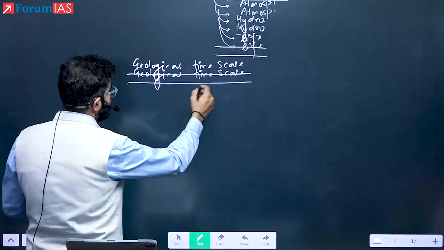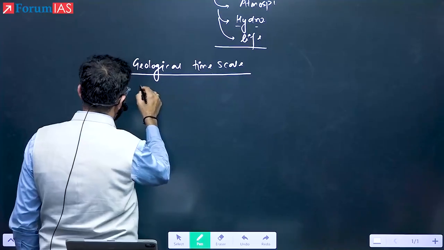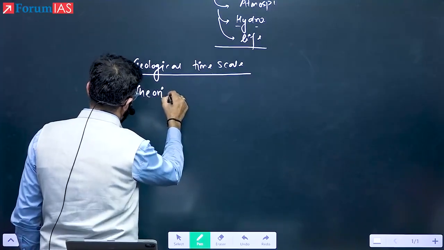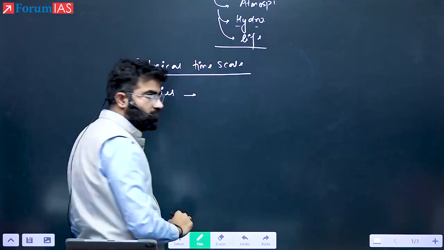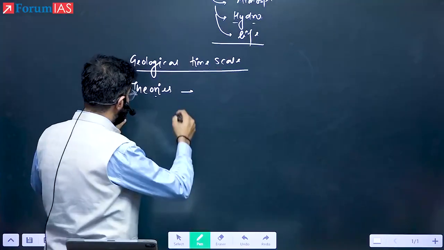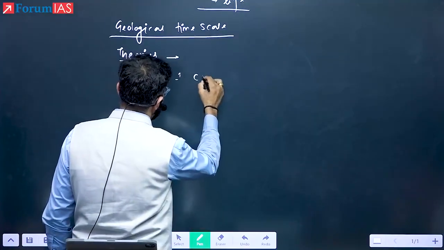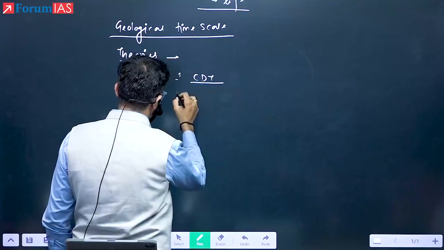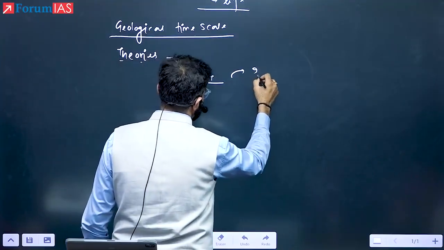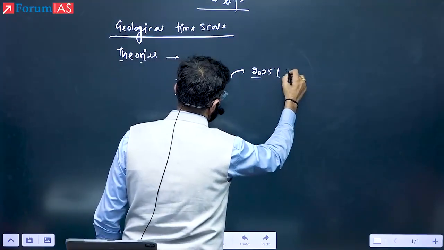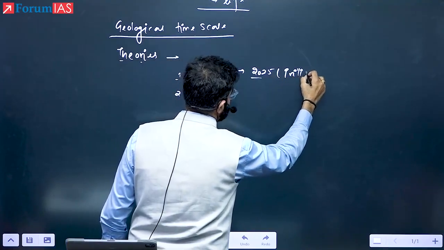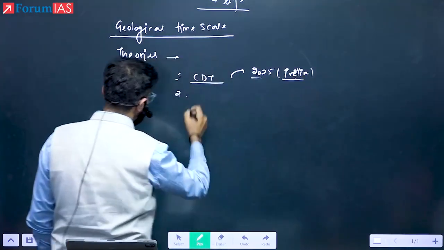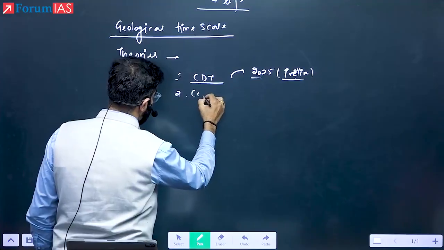After this geological time scale, we will go into the theories part. In these theories, some very crucial and important theories we will learn. The first we will learn is CDT. What is CDT? Continental drift theory. This year there was a question from here, 2025 prelims. Very simple evidence-based questions. Then we will learn the second, convectional current theory.